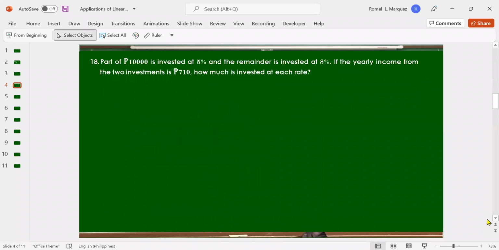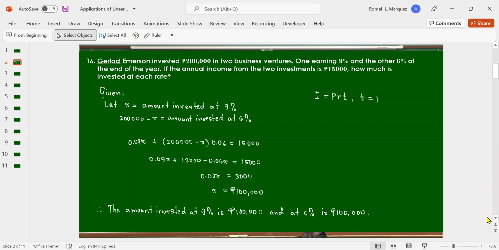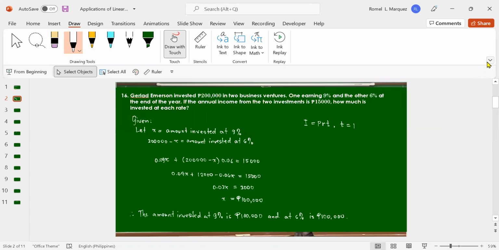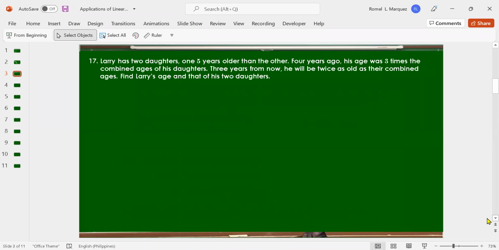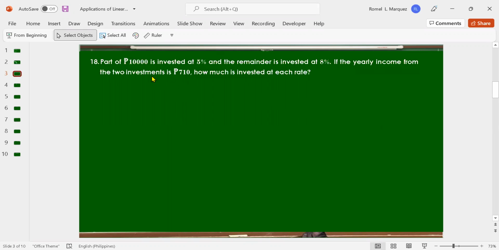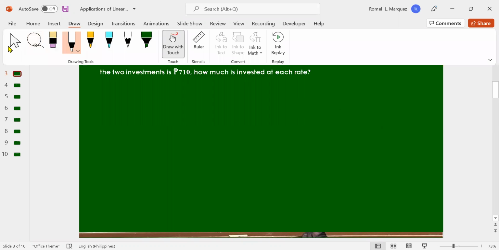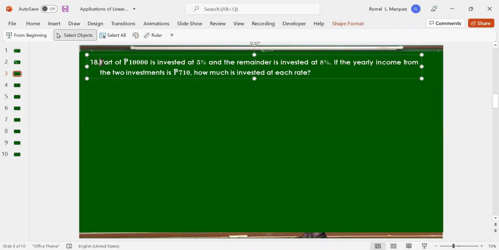What about this one? Larry has two daughters, one 5 years older than the other. No? I do not want, sorry. I think we're done with this. I do not want that. Let's have this one. We're done with age problem.